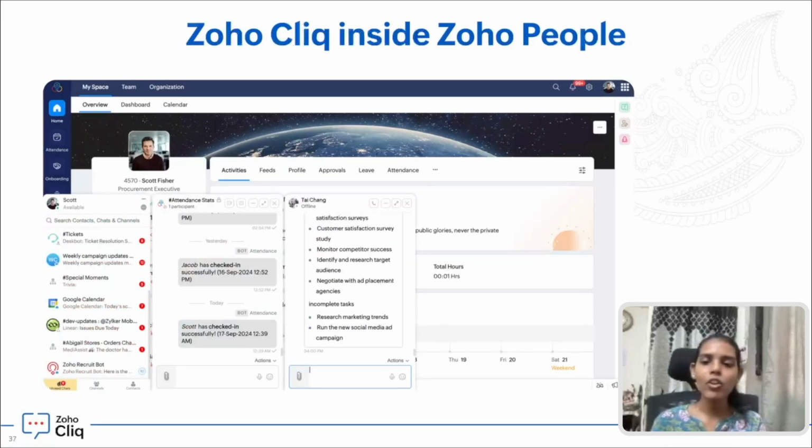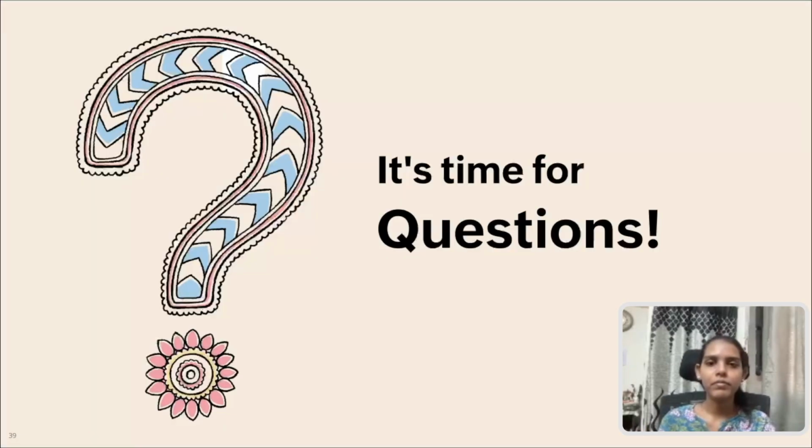Just like that, you can also make use of the mini bar available in Zoho People. This Cliq mini bar will give access to all your chats in Zoho Cliq, and you can simply click on the particular chat and view everything regarding the chat inside People. You can also share, attach files or send messages and all from this Zoho Cliq mini bar.